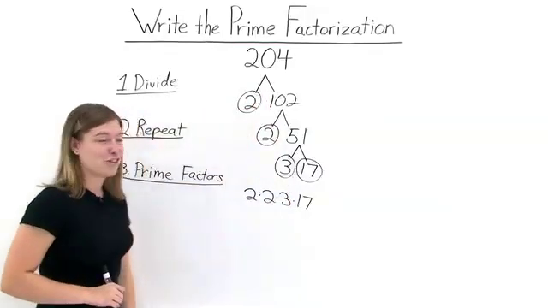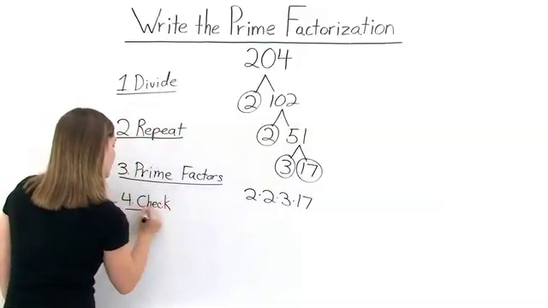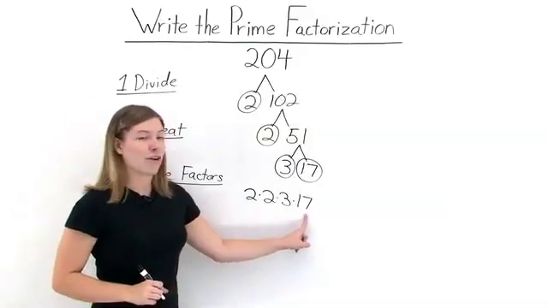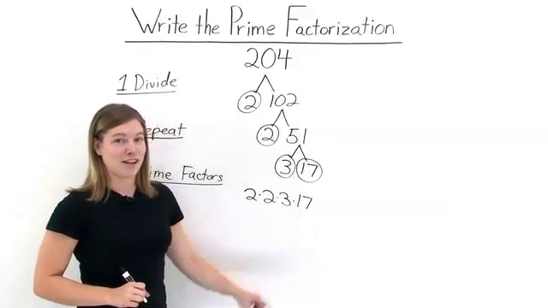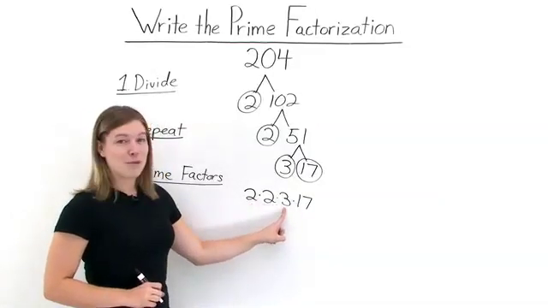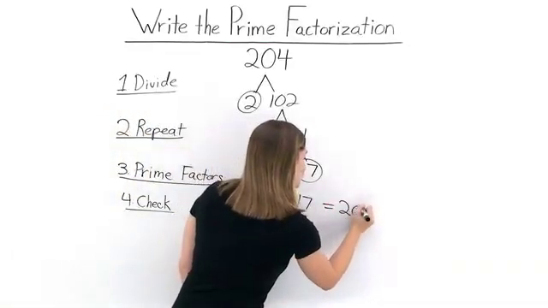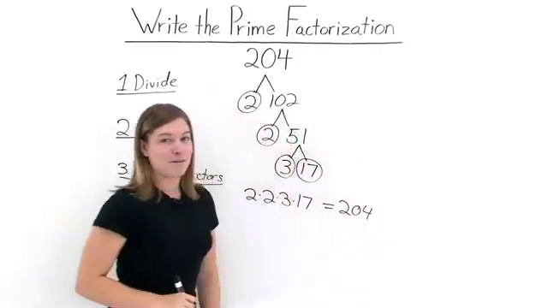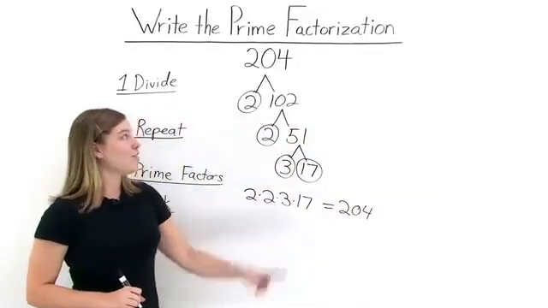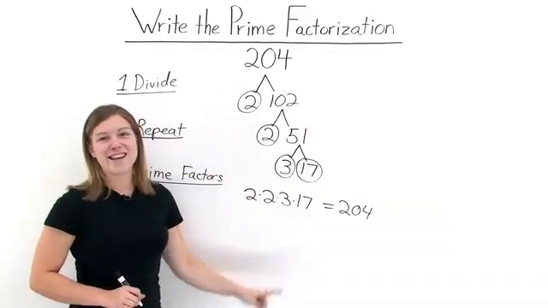Now let's check our answer just to make sure. In step number 4, we're going to check our answer by simply multiplying together all of 204's prime factors. So we take 2 times 2, which is 4, times 3, which is 12, then times 17, and we get 204, our original number. That means that the prime factorization for 204 is 2 times 2 times 3 times 17.